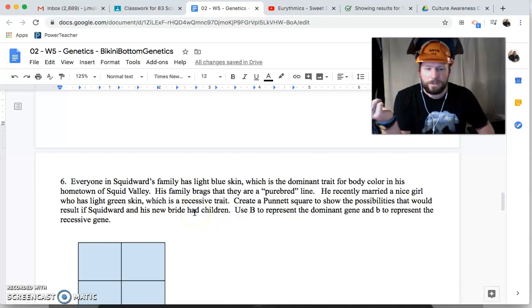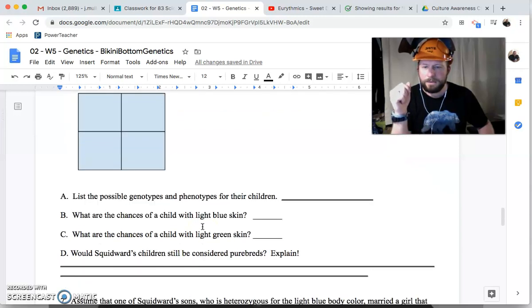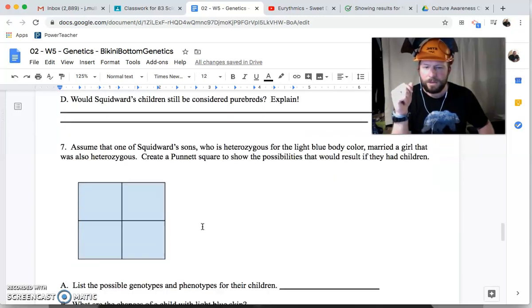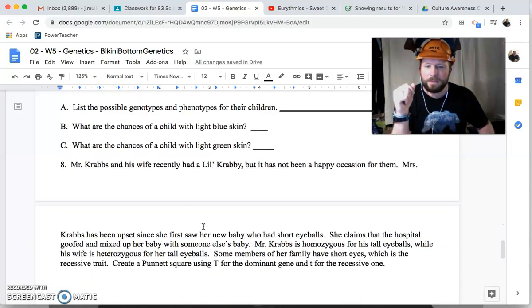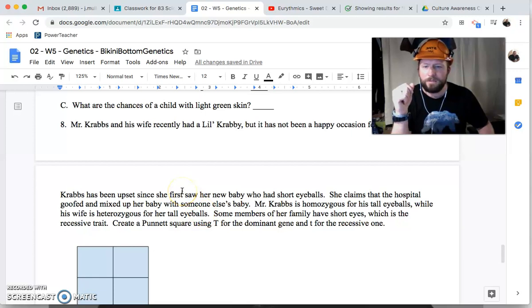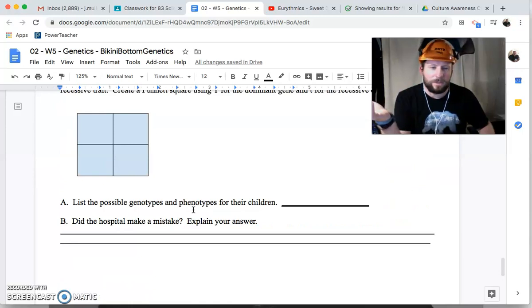You've got number 6 talking about Squidward. Please notice that they're talking about being purebred. And let's see here, number 7 talking about Squidward's sons. Create a Punnett square on that. And number 8 has to do with Mr. Krabs and his wife coming home with a baby. Mrs. Krabs is not thinking things are good because of an eyeball issue, so you better have that looked at. So again, it's just asking, can you use a Punnett square to determine whether or not a mistake was made. So that's pretty much it.